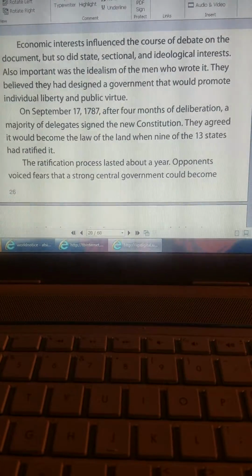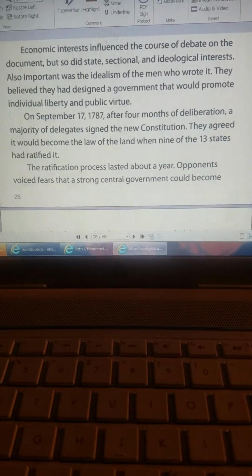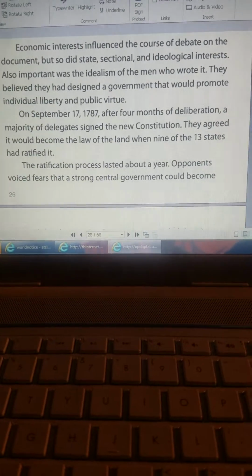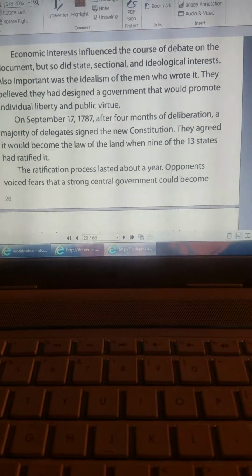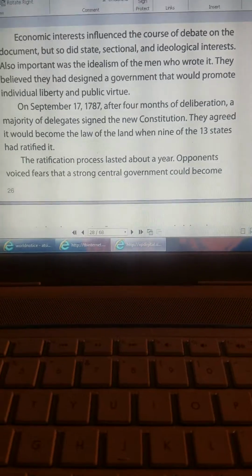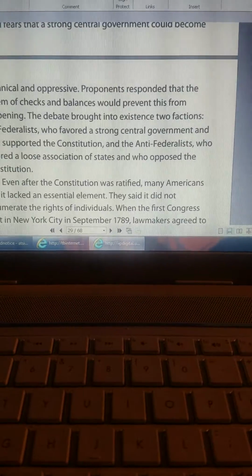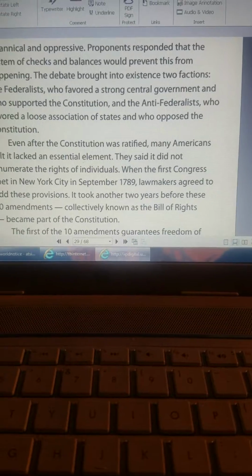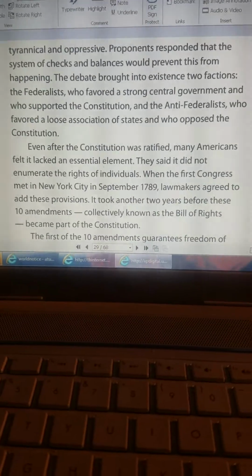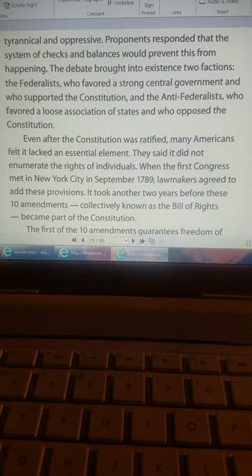They agreed it would become the law of the land when 9 of the 13 states had ratified it. The ratification process lasted about a year. Opponents voiced fears that strong central government could become out of control, could become tyrannical and oppressive. Proponents responded that the system of checks and balances would prevent this from happening.